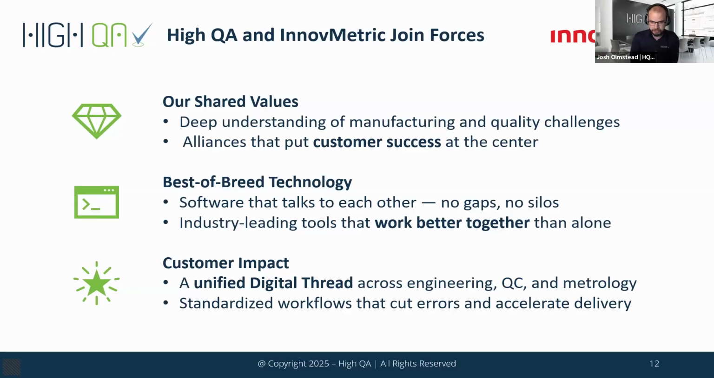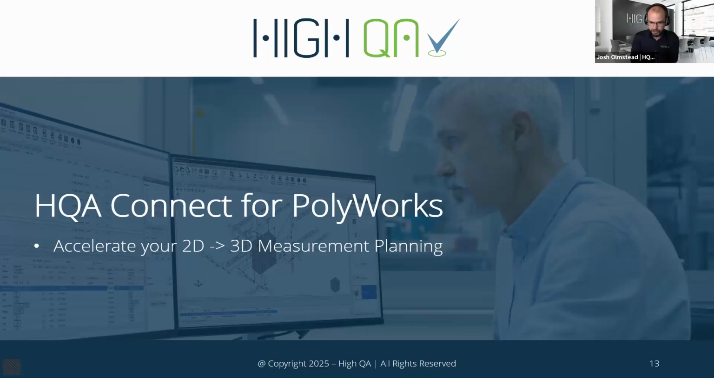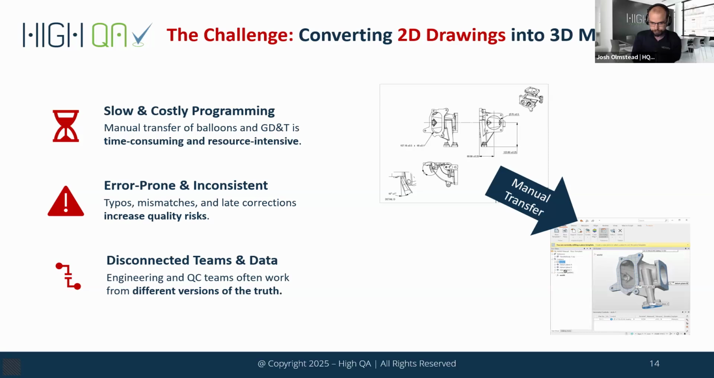So without further ado, let's take a look at our HiQA Connect for PolyWorks platform, with really the goal of this particular integration being to accelerate 2D to 3D measurement planning. So let's take a look at what that looks like. So the challenge here that we're often running into is the conversion of 2D drawings into a 3D metrology software like PolyWorks.